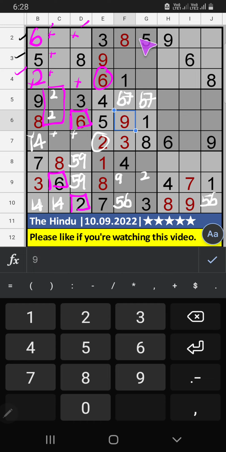Second row, third row, we have 9, column D also we have 9, so 9 can't come in these cells, the 9 is confirmed here. Column D, second row, we have 3, so 3 can't come in these cells, then 3 is confirmed here. Fourth row, we have 1, so 1 can't come in the cell, 1 will come in one of the 2 cells, we will confirm later.